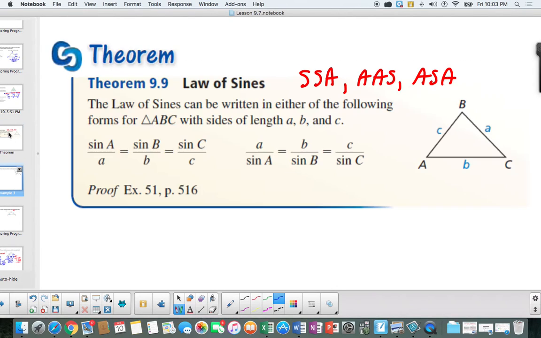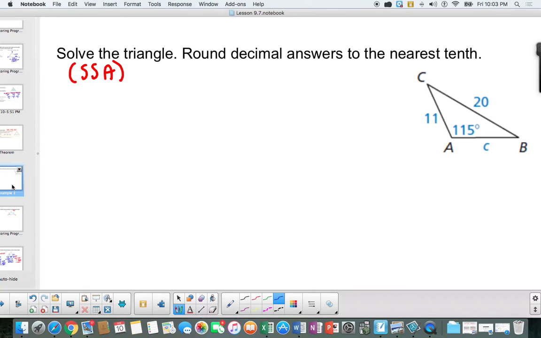All right, before I go any further, I need to tell you that the law of sines is used when you have two sides and a non-included angle, two angles and a non-included side, or two angles and an included side. Those are all appropriate for law of sines. In this case, I have two sides and a non-included angle. So this is appropriate for the law of sines.